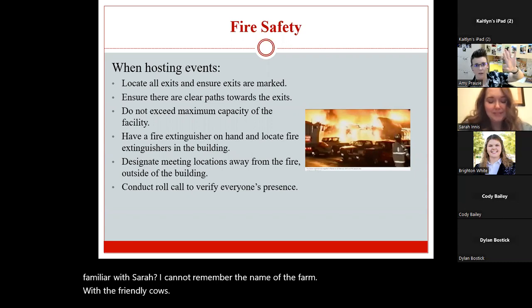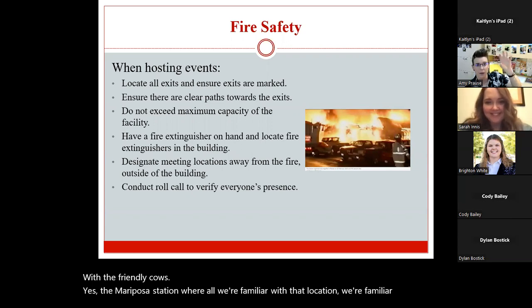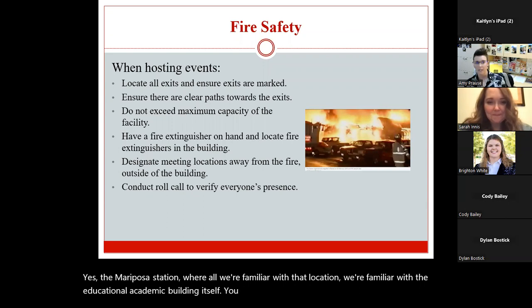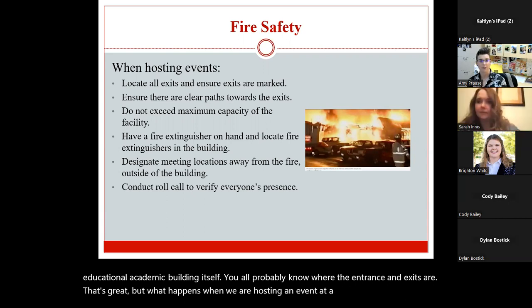You mean Mariposa Station? Yes, the Mariposa Station. We're familiar with that location. We're familiar with the educational academic building itself. You all probably know where the entrance and exits are. That's great. But what happens when we are hosting an event at a facility we're not very familiar with?